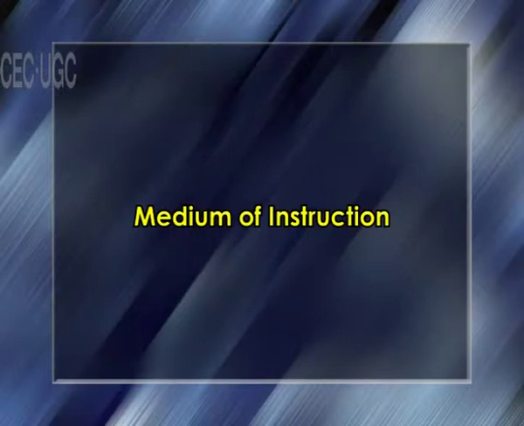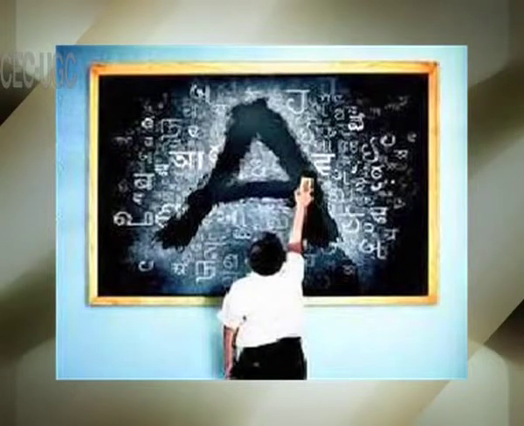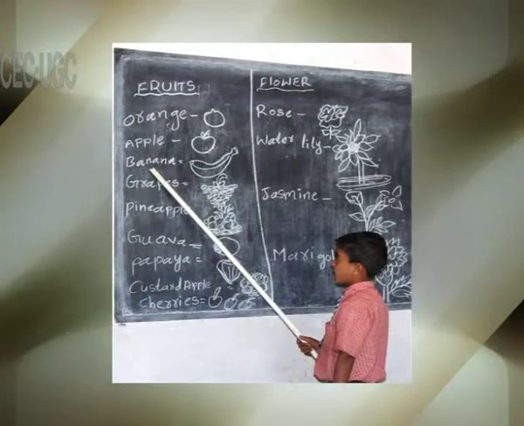Fifth one is the medium of instruction. This is also a big problem that needs to be addressed. We are not able to decide on the medium of instruction of our educational system. Still emphasis is laid on English, where the majority of children cannot understand the language.